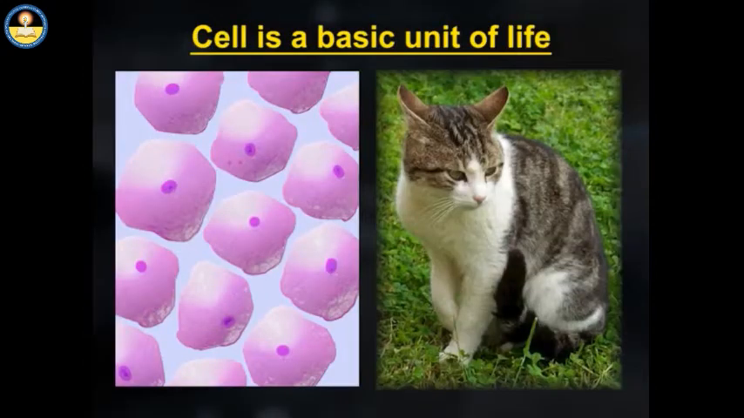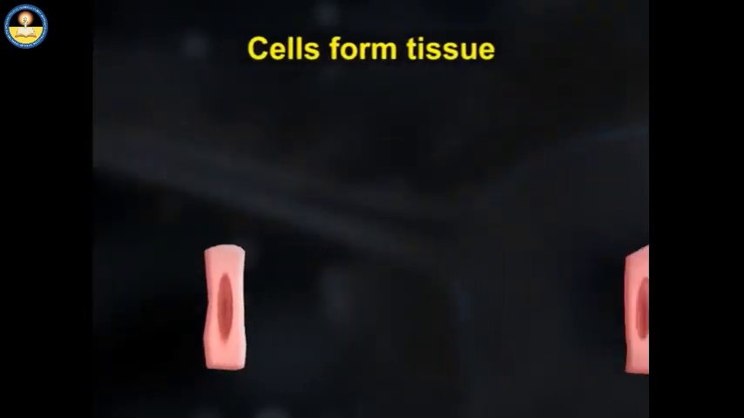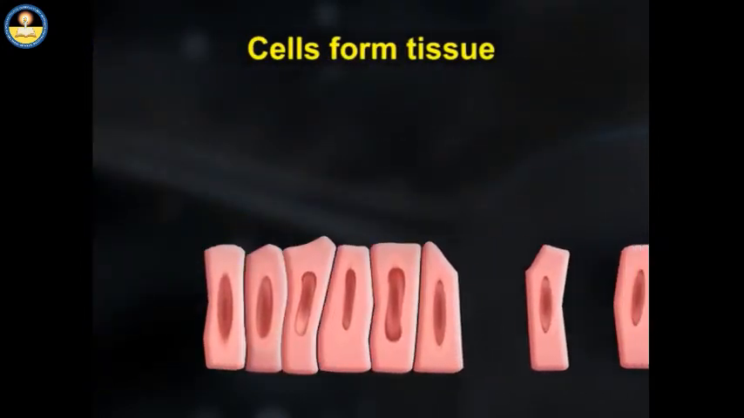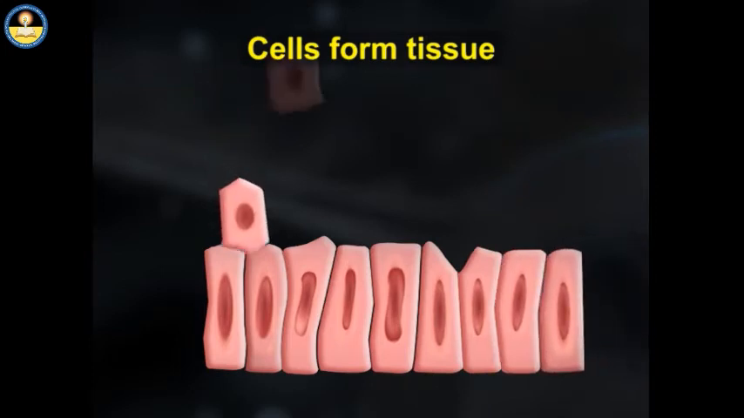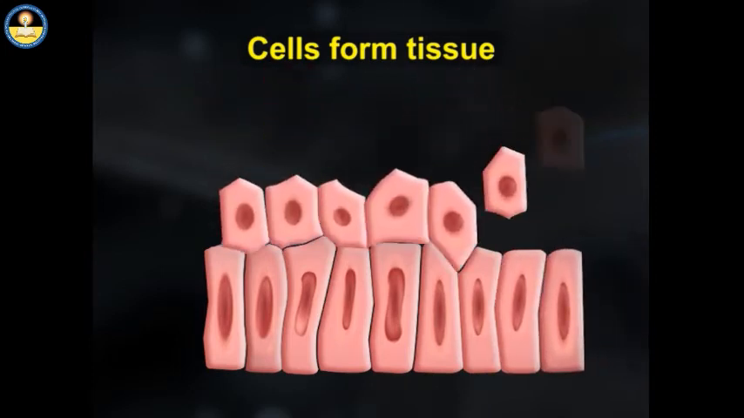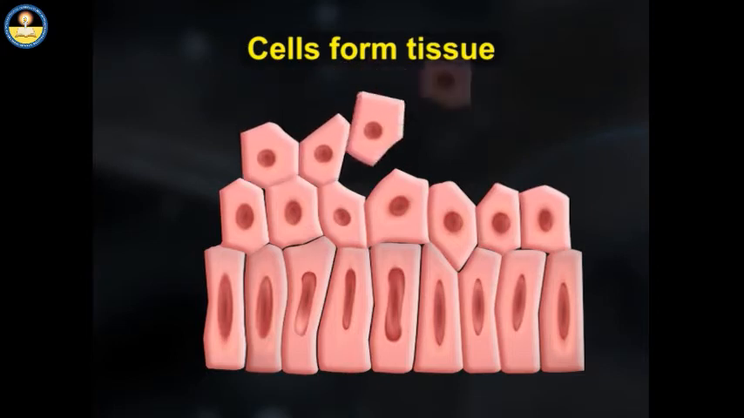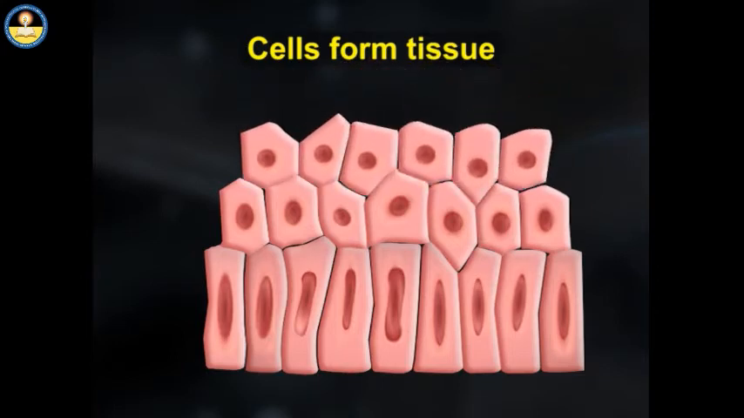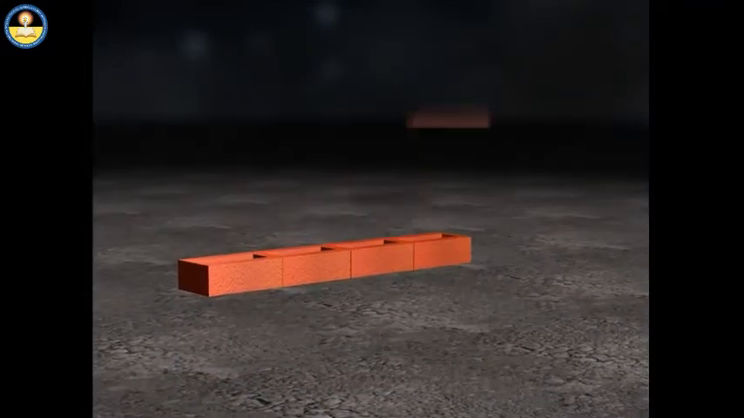These are the cells, the basic unit of life. These are animal cells. The cells group together to form tissues. A tissue is an ensemble of cells, not necessarily identical, but from the same origin. These cells get ensembled like the bricks forming a wall.